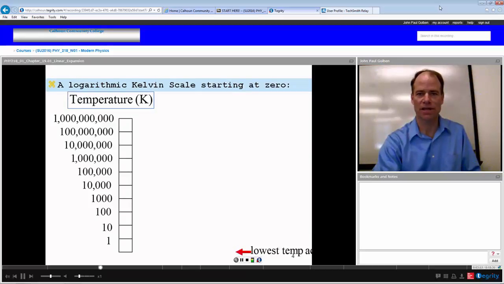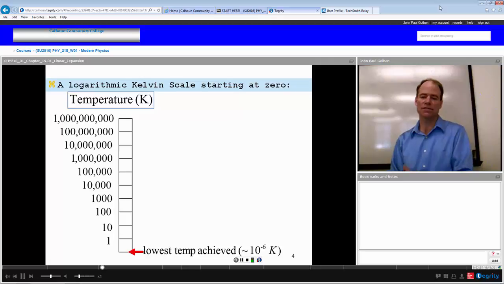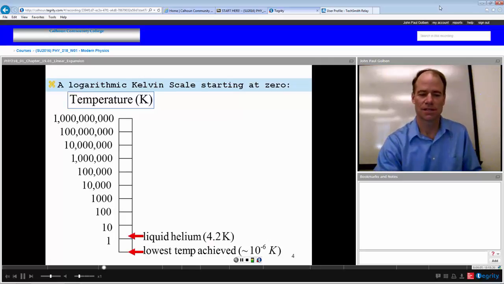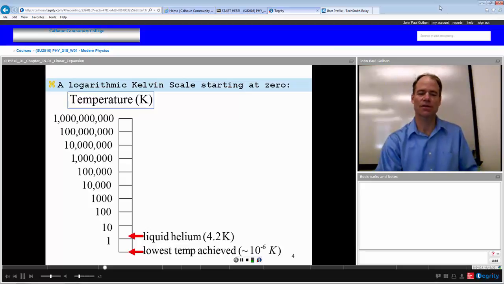Here's a logarithmic Kelvin scale starting from 0. Lowest temperature achieved is about 1/1,000,000th of a degree Kelvin. So you go up from there. Liquid helium is 4.2 degrees Kelvin.